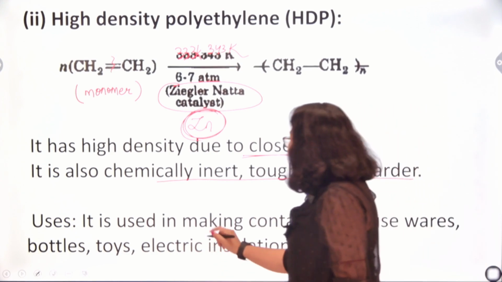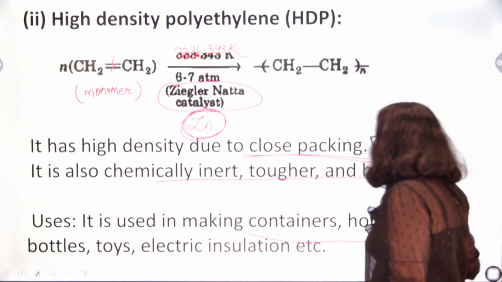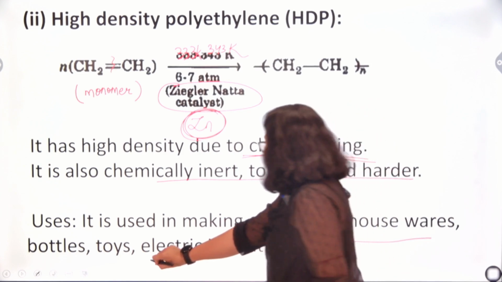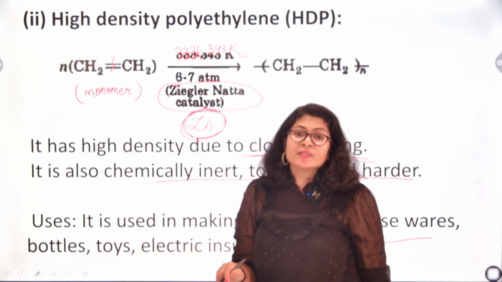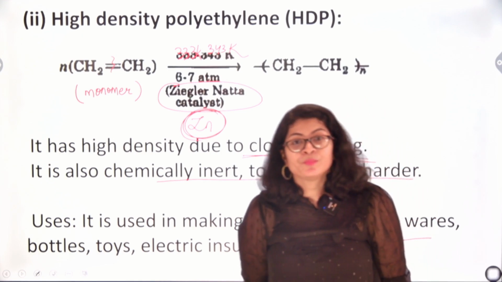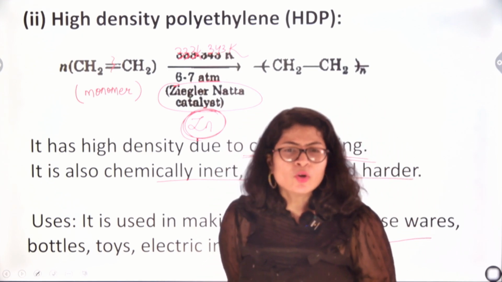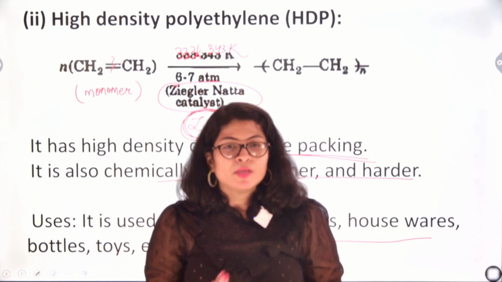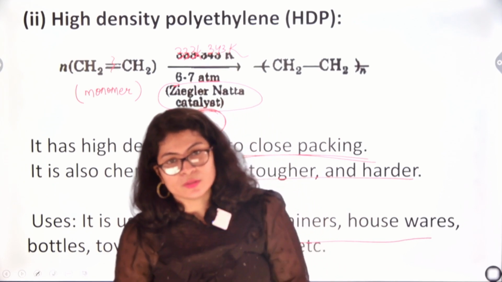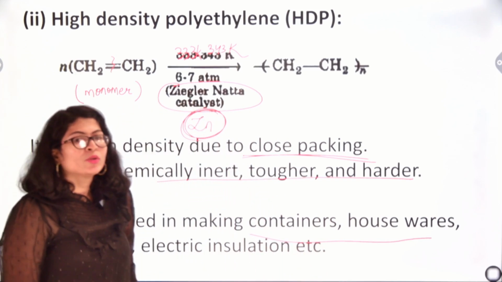Uses: it is used in making containers, housewares, bottles, toys, electric insulators, etc. Why insulators? Because polymers are basically chemically inert. They are not that reactive, they are not at all reactive. So, we use this for any chemical reactions or any insulation process. Okay. So, I hope you are clear with this.